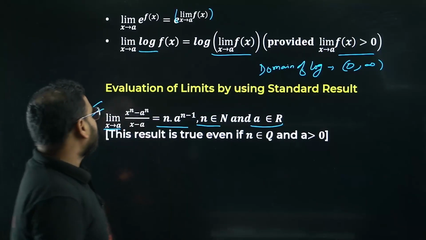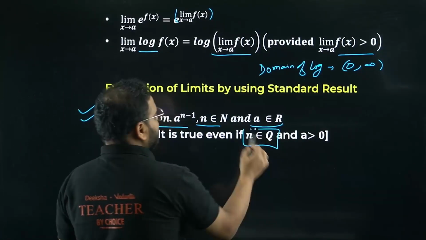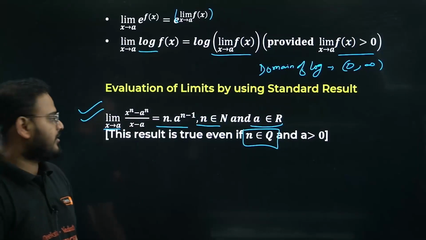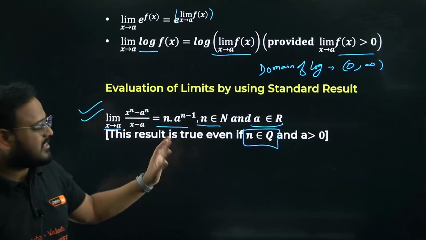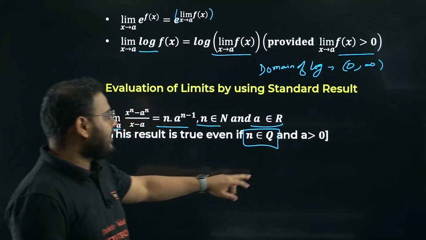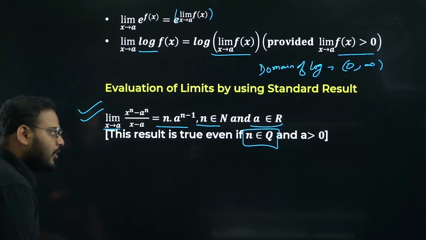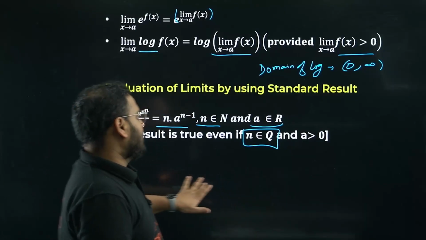Okay, this is also true even if n is nothing but a rational number. You have seen that as well, right? Remember, x power 1 by 6, x power 2 by 3, like that is there. We can do that as well. n equals to either an integer or a rational number. Okay, let's move on now.